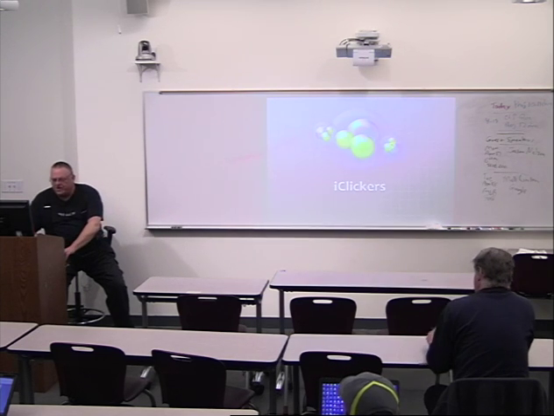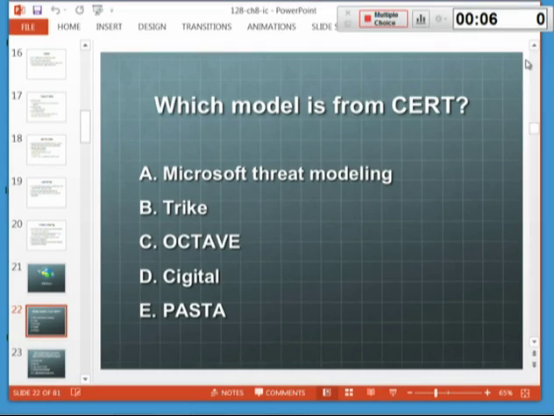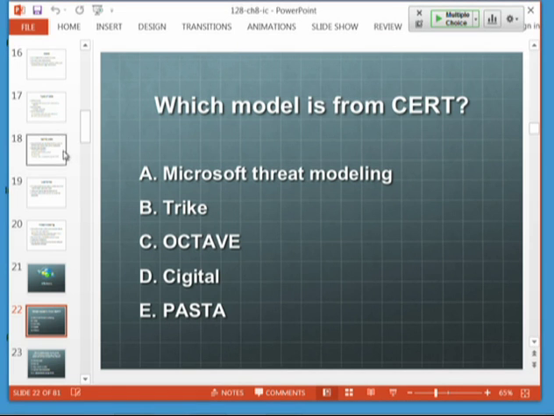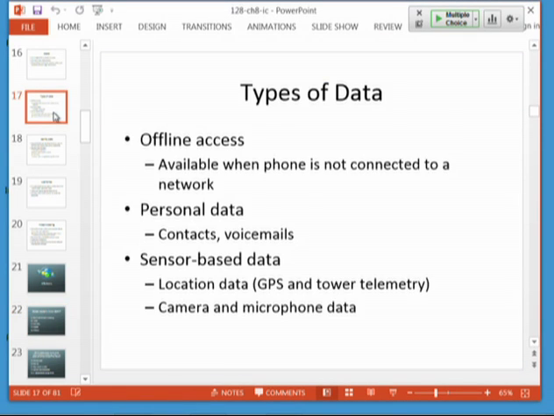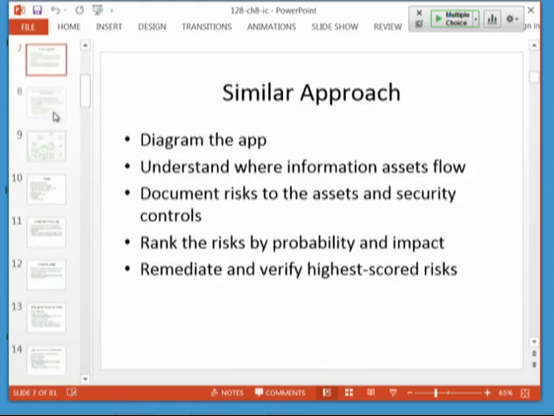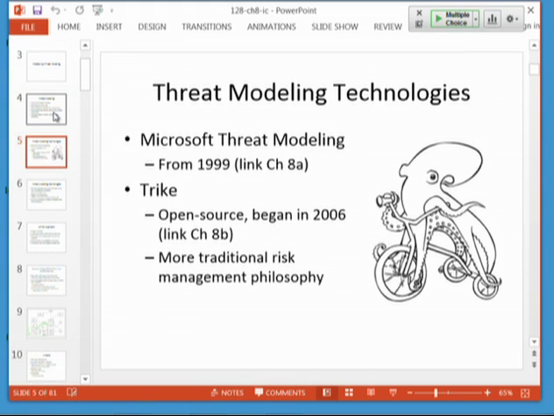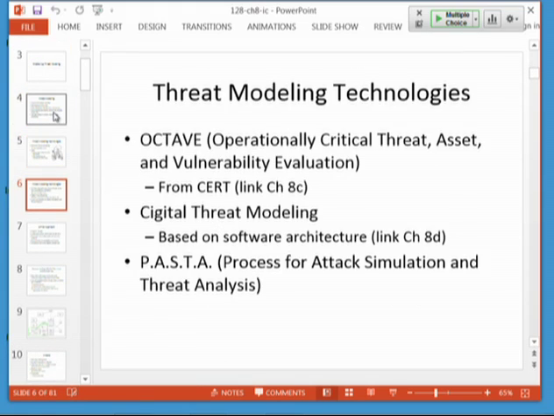So I got a few iClicker questions. So which one of these is from search? I knew which one's from OAuth. I'm pretty sure it's Octave, which is the one that ought to have the octopus logo, but it isn't. The octopus logo is actually Trike, and Octave is the one from search.